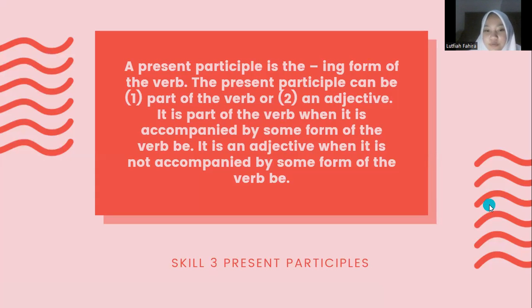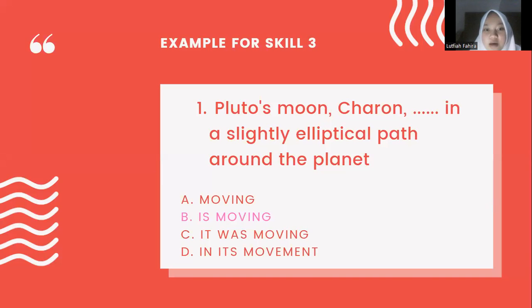Now, let me give you an example. The question is, Pluto's moon, Charon, blah, blah, blah, in a slightly elliptical path around the planet. The options are A, moving, B, is moving, C, it was moving, and D, in its movement.